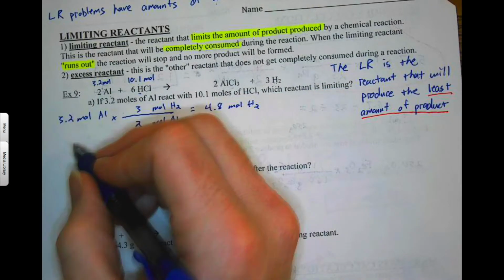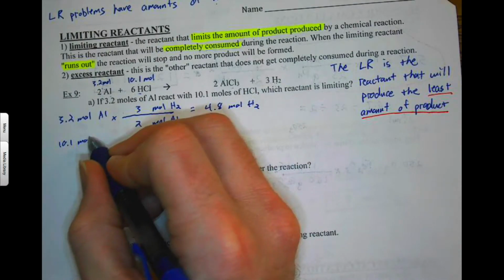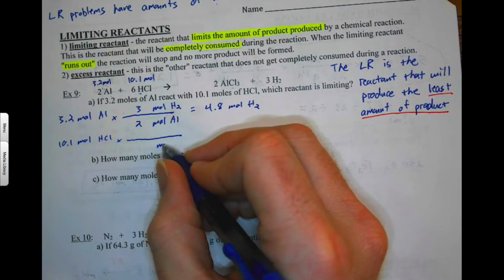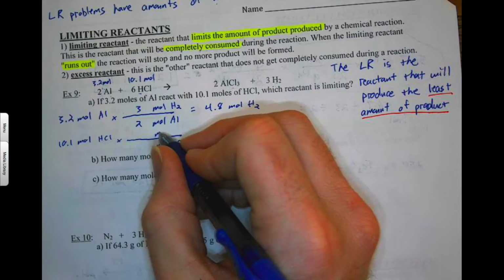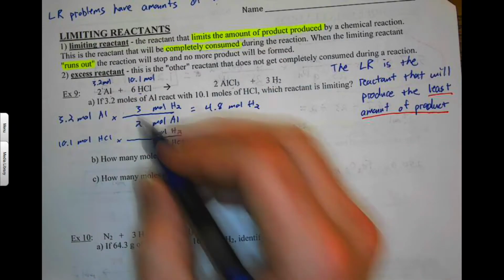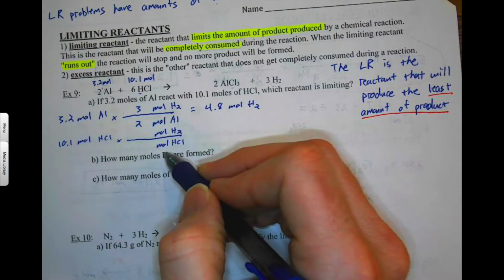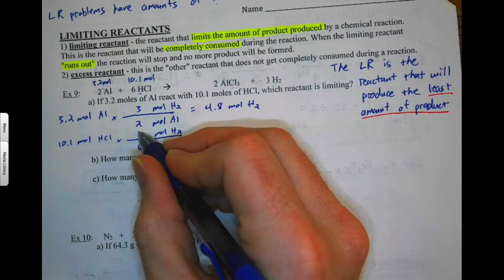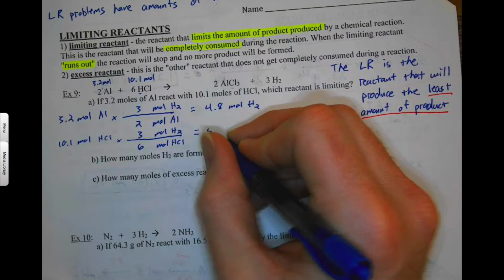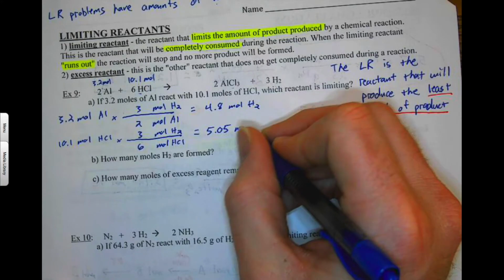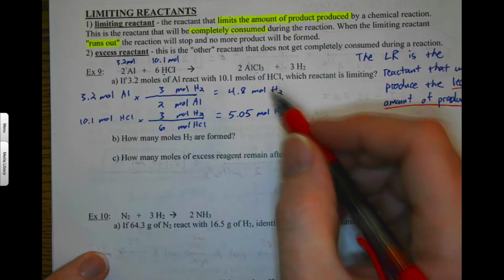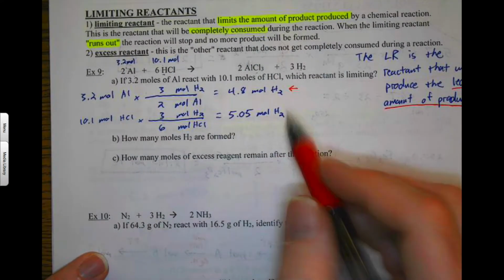Okay, so let's try that other one. Let's do 10.1 moles of HCl, and let's change moles of HCl into moles of the same product. For every 6 moles of HCl, 3 moles of H2 will be produced. So we end up with 5.05 moles of H2. So you end up with two amounts of H2. The lesser amount is going to be your limiting reactant.